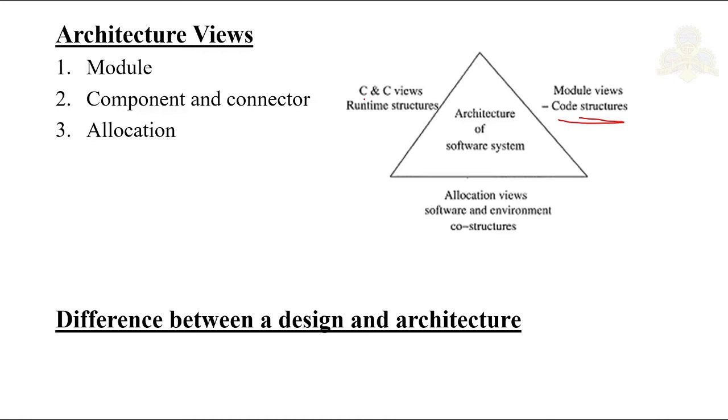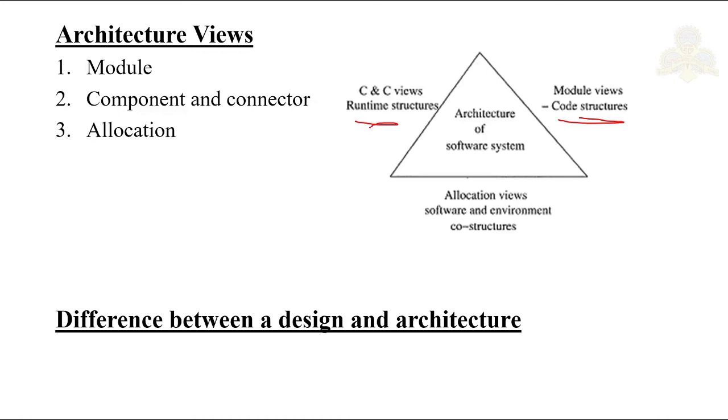Objects, a collection of objects, and a process are the examples of these components. Connectors provide a means of interconnection. Objects, collections of objects, and processes are examples of components, and connectors are means of interaction between these components. The examples of connectors are pipes, sockets, and shared data. So, the C&C view deals with the runtime structures.